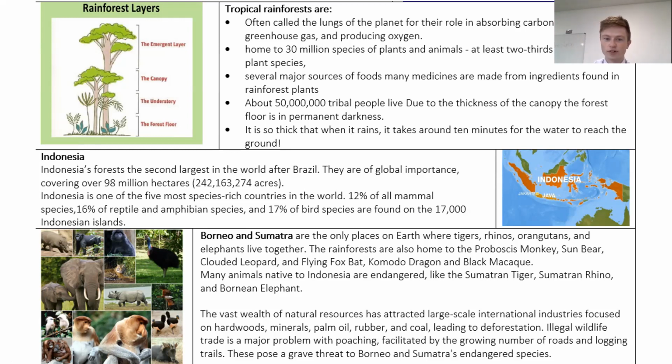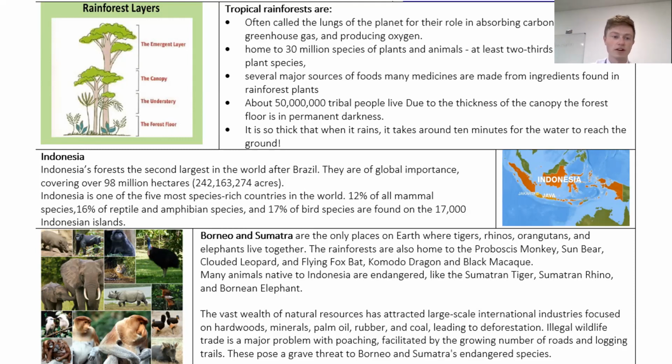Several major sources of foods and many medicines are made from ingredients found in the rainforest plants. So it's extraordinary stuff. Additionally, about 50 million tribal people live there. And also, due to the thickness of the canopy, so the highest level of the branches in the forest, the floor is in permanent darkness. It's also so thick that when it rains, it takes around 10 minutes for the water to reach the ground.